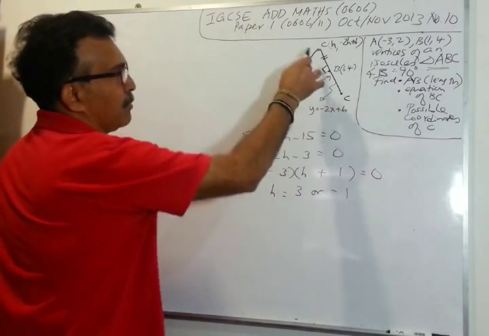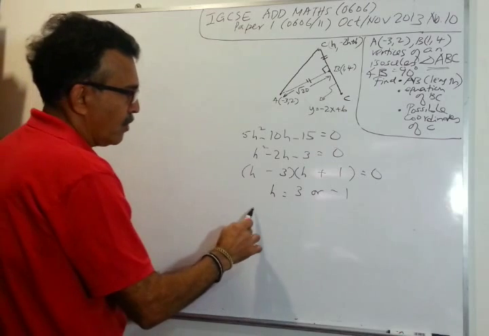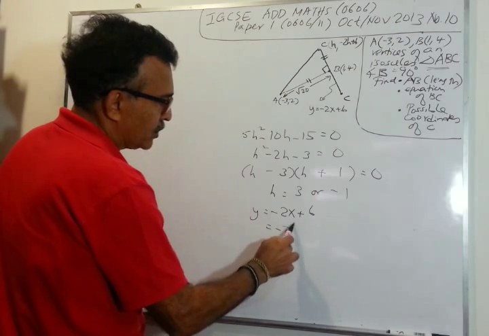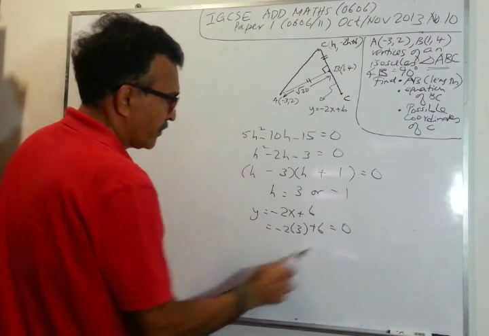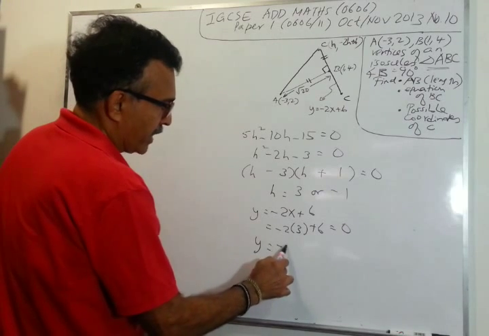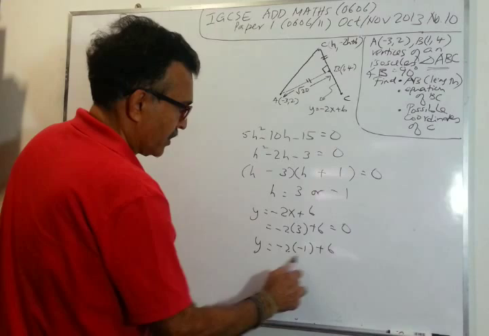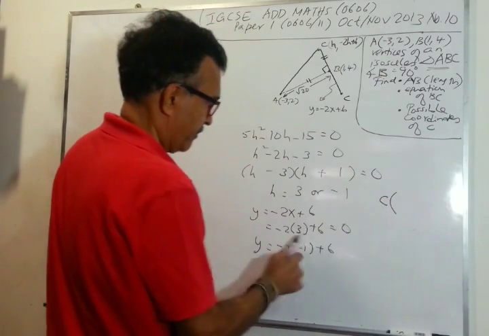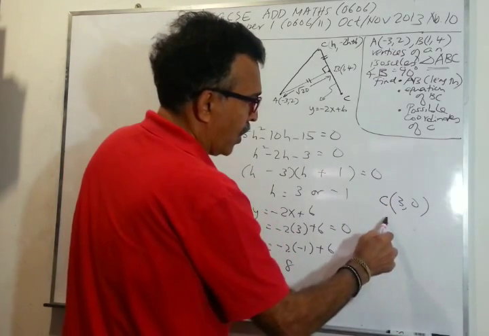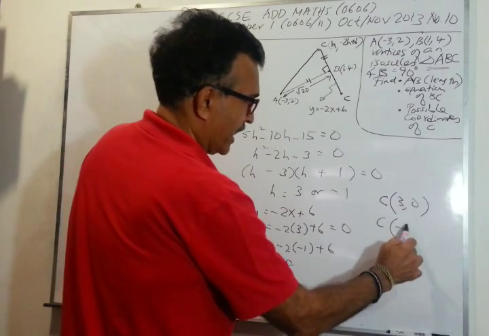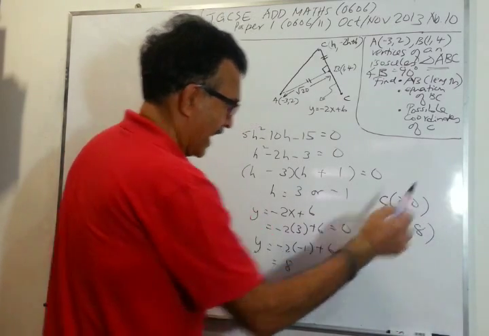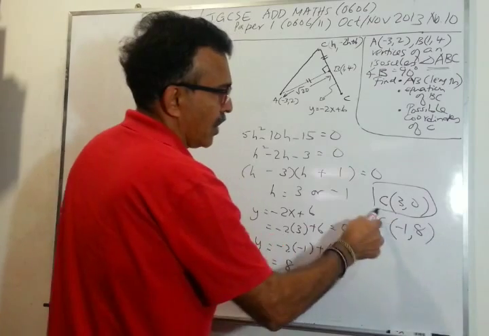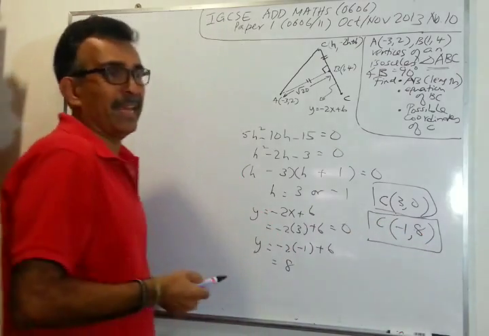Remember, this point C lies on this line. So y will be -2x plus 6. So we can plug in -2 times 3 plus 6, we have 0. And the other coordinate will be -2 times negative 1 plus 6, we have 2 plus 6, which is 8. Therefore, C can be (3, 0), or C can be (-1, 8). So the possible coordinates of C are (3, 0) or (-1, 8), and we are done.